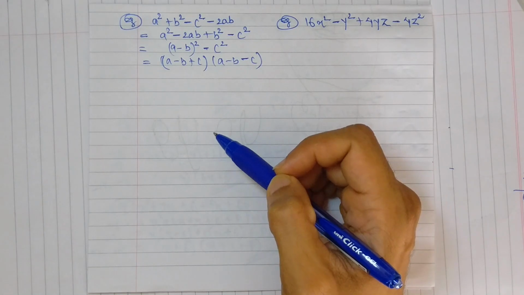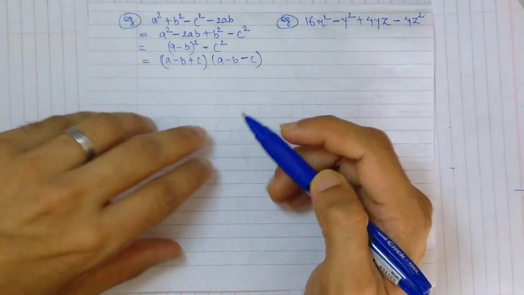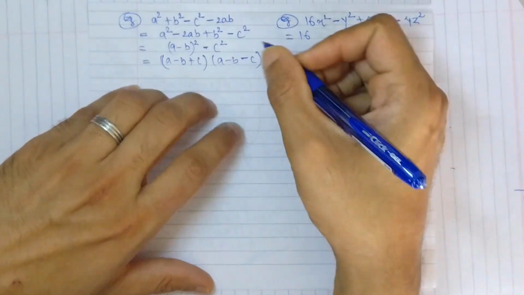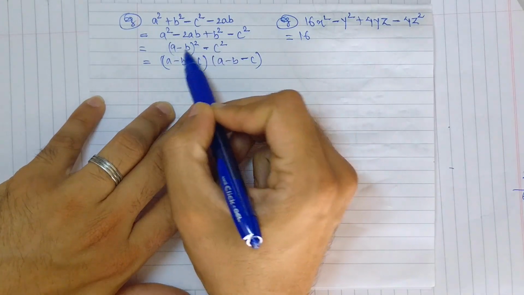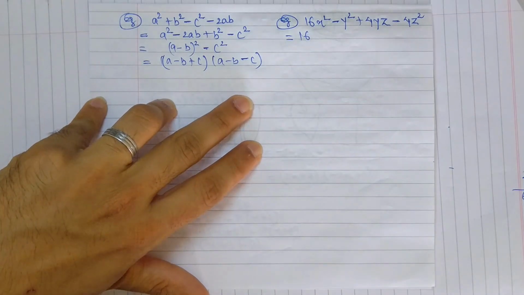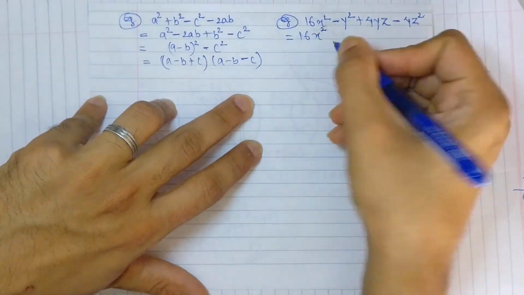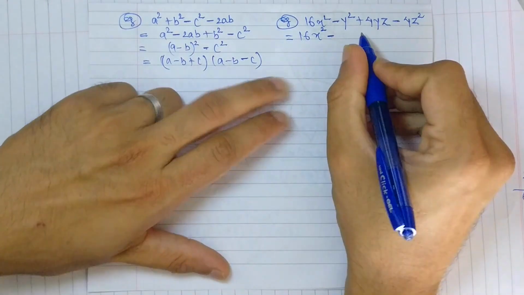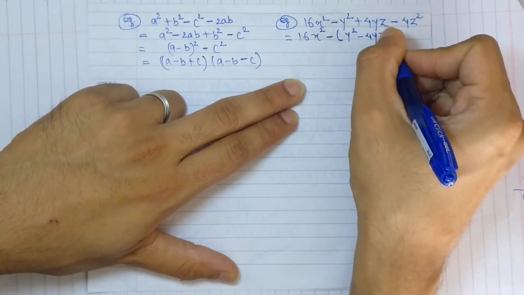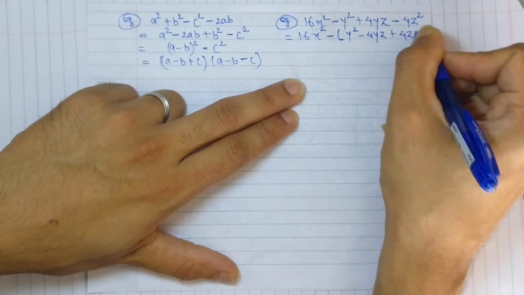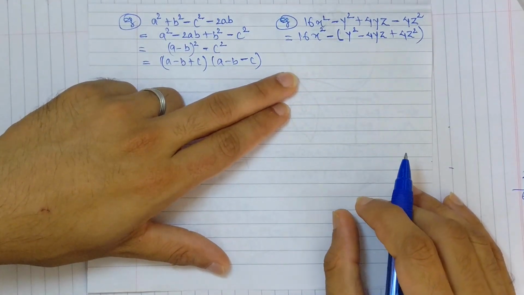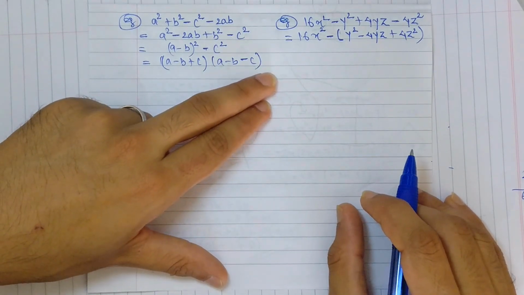So what is the pattern which we used here? Here what we did was we found the square of a binomial, that is a perfect square, in the form of a trinomial. So 16x square minus, if we take out minus common, what will be left inside? y square minus 4yz plus 4z square. Now you see these three terms, that's a perfect square of a binomial.